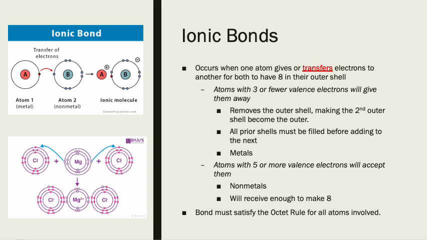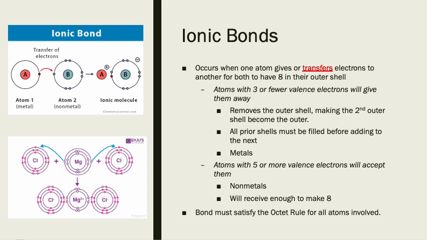So the way it works is if you are closer to 8, so if you have 5, 6, 7 valence electrons, you want to take, because it's easier to get to 8 from 5. And then if you have less than 5, so if you have 1, 2, or 3, you're going to give away your electrons. It's easier to get down to 0 and default to that next orbital shell down.